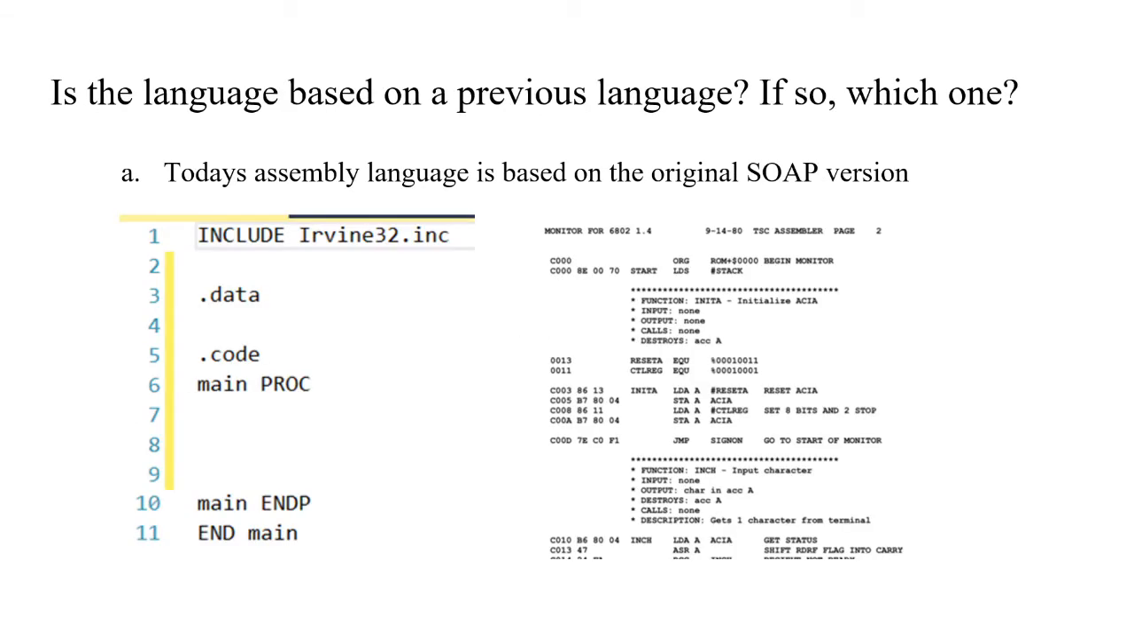Today's assembly language is based on the original SOAP version. The original SOAP version is this right here on the right. I'm not gonna lie to you, I don't know what it does. I have no idea what is going on. And this here on the left is, I guess, a template of modern day assembly programming. The .data is where you initialize all your variables, and the .code is where you use instructions to do what you want your code to do.